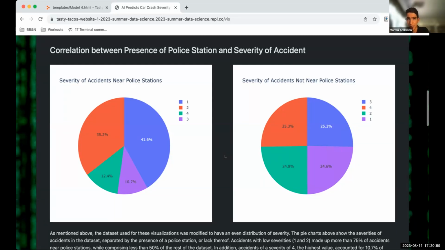As for accidents with a severity of 1 alone, they made up 41.6% of the accidents near stations, while they made up 24.6% of accidents not near them, which is a 17% difference. And from this, we can conclude that people drive more carefully near police stations. And police stations are also generally located in town and not on or near highways, where people drive faster and less carefully. And because the station data did not include many true values, meaning that most accidents in my database did not happen near a police station, I removed the variable from my model because it would skew the predictions.